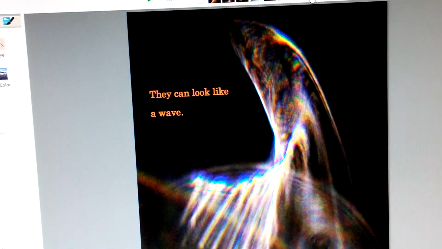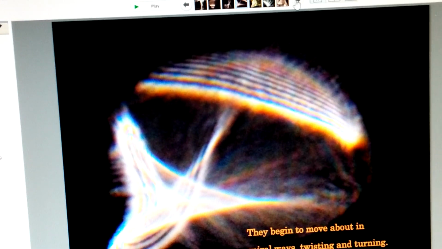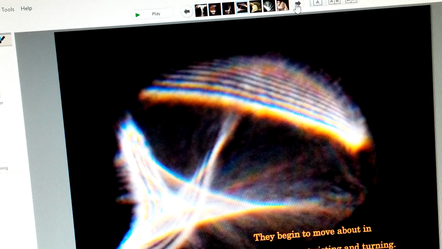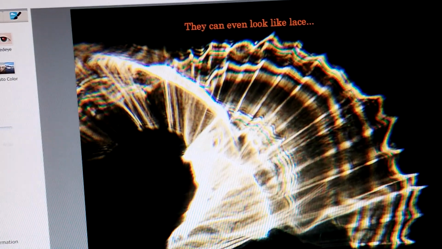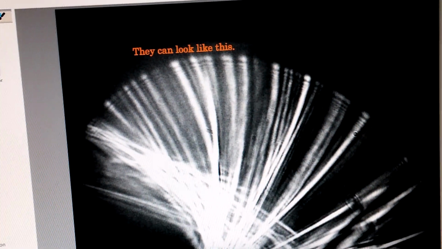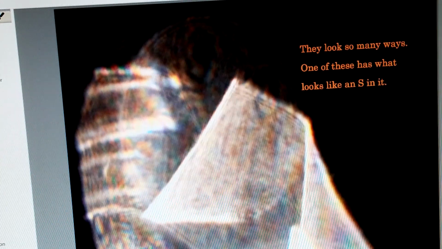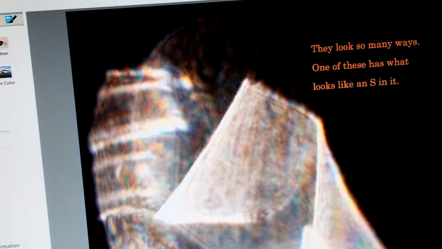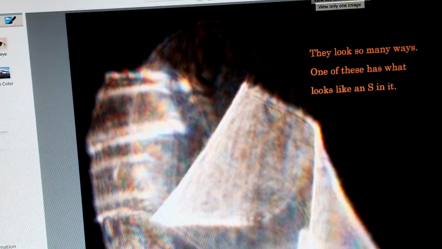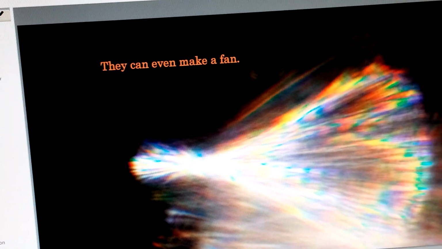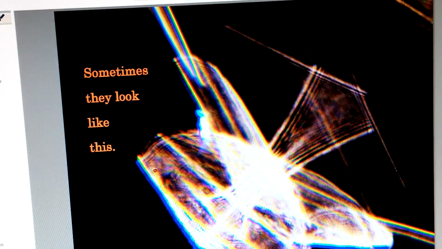They can also look like a wave. They begin to move about in spiral ways, twisting and turning. They can even look like lace. They can look like this. They look so many ways. One of these has what looks like an S in it. You see that S right there? They can twist like this. They can even make a fan. Sometimes they look like this.